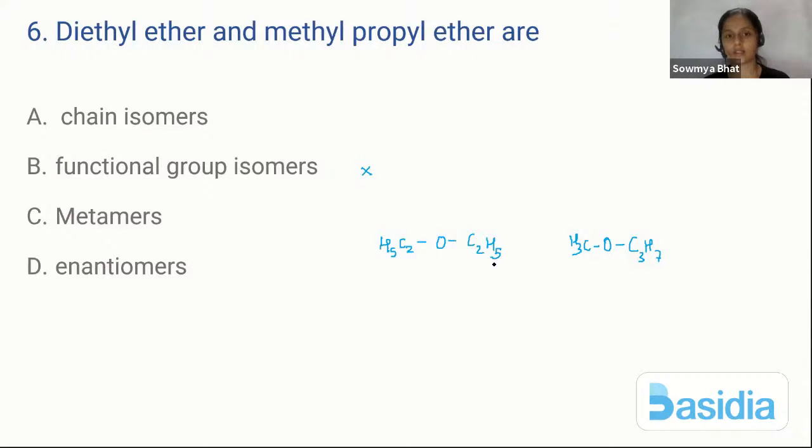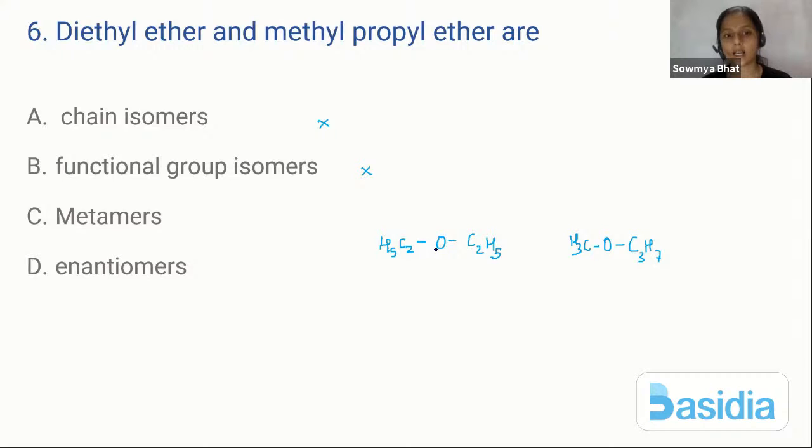Now, if you consider the number of carbon atoms in the main chain, this is 2 plus 2, there are 4. Or you can even take one of the main chain, and then here there are 3 plus 1. So these can't be chain isomers because the number of carbon atoms in the main chain remains the same. So, metamers. What exactly is a metamer?